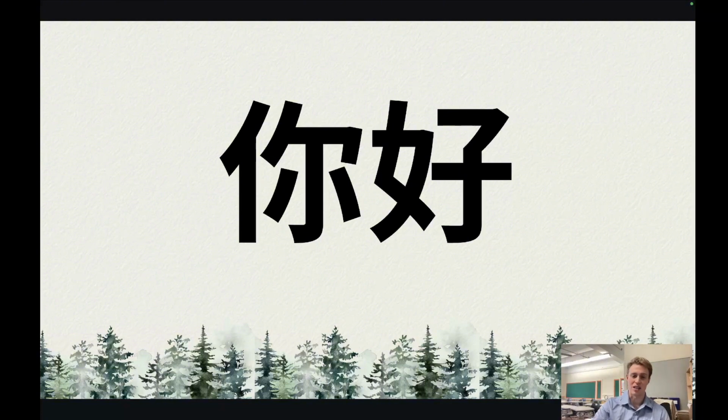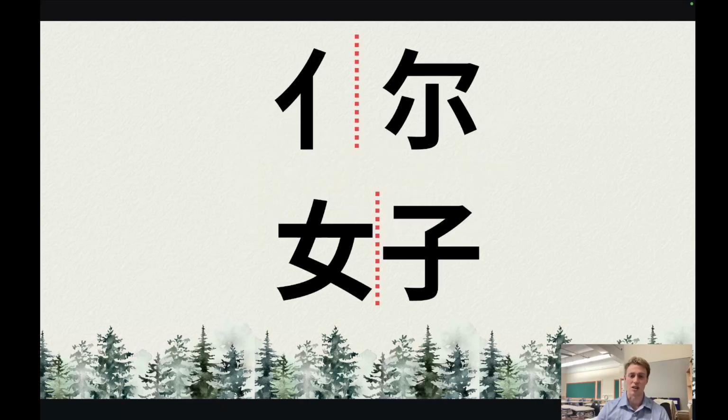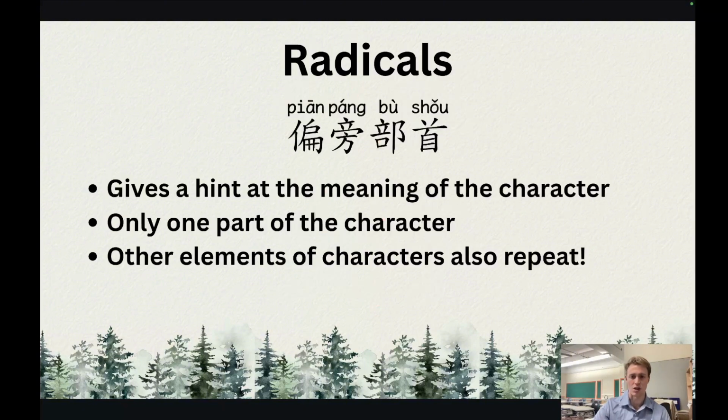If you take ni and hao, you notice you can actually draw a line neatly down the center of each one to split it into two parts. Now, one of these parts is known as a radical. The radical is the part of the character that gives a hint at the meaning of the character most often. It is only one part of the character, but you'll see it repeated frequently between characters.